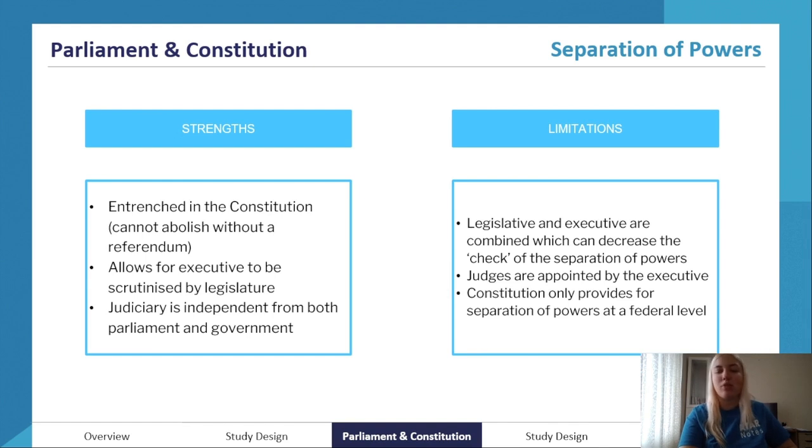Additionally, the Constitution only provides for the separation of powers at a federal level. Anything that's enshrined in the Constitution technically applies to Commonwealth Parliament, not state parliament. This means that a state level parliament could fail to abide by the separation of powers and do whatever they wanted. For instance, have members of parliament become judges. They could technically do that, but they don't. There's just a risk that they could do so because they're not restrained by the Constitution.